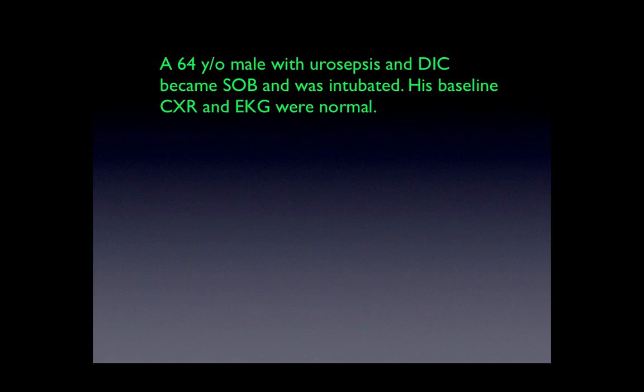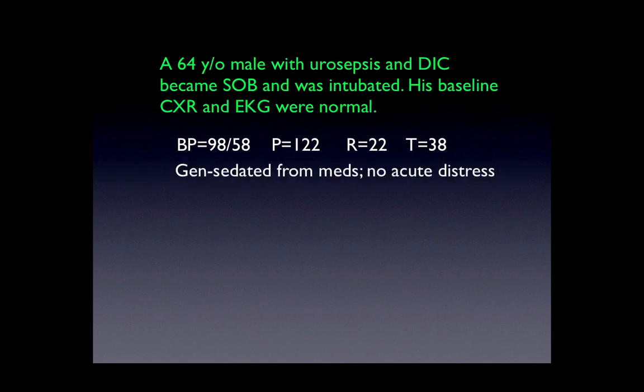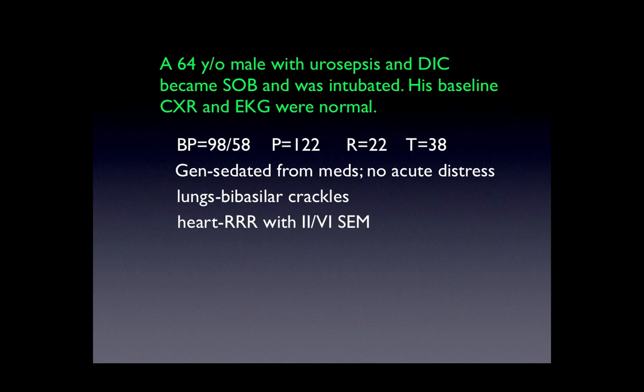This is a 64-year-old male, septic from a urinary tract infection, who has DIC and became short of breath, requiring intubation. His baseline chest X-ray and EKG were normal. His vital signs are remarkable for hypotension, tachycardia, tachypnea, and being febrile at 38 degrees. He's sedated from medications and in no acute distress. His lungs are remarkable for bibasilar crackles. His heart has a systolic ejection murmur.